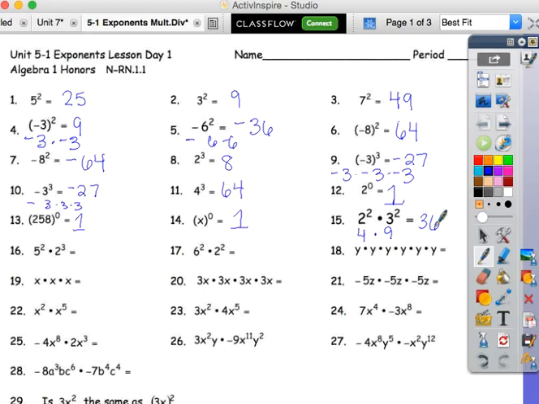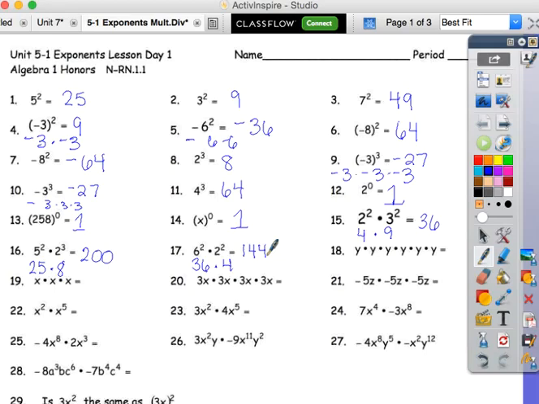5 squared is 25 times 2 to the third power. 2 times 2 times 2 is 8. And 25 times 8 is 200. Number 17. 6 squared is 36 times 2 squared is 4. And 36 times 4 is 144. Double check me on that. It's 144. Okay, good.